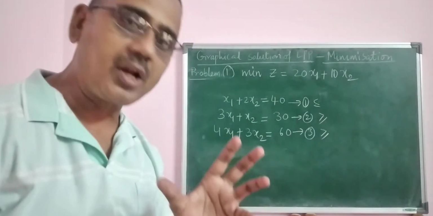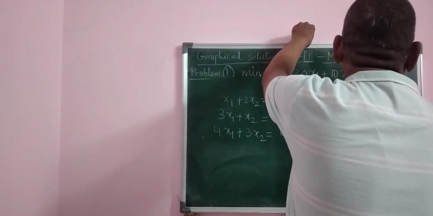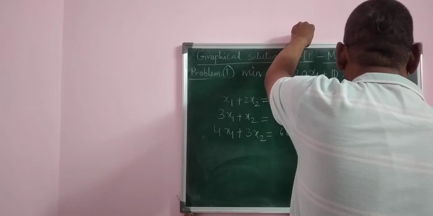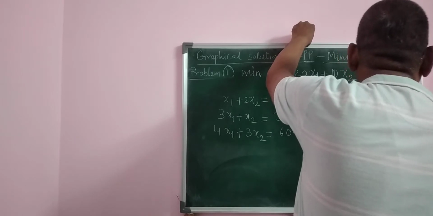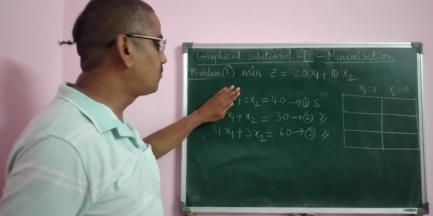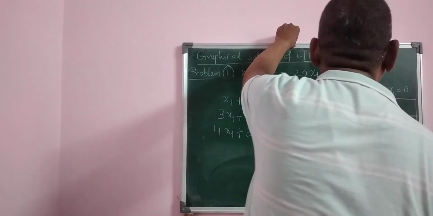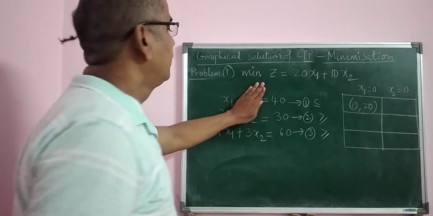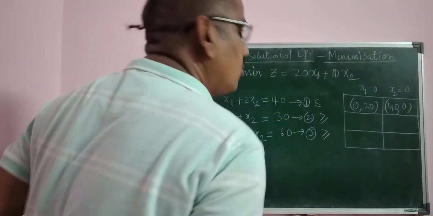Now I have to get two particular points for each equation. The same procedure: if x1 is equal to 0, you will get one particular point, and if x2 is equal to 0, another particular point. If x1 is equal to 0, then 2x2 is equal to 40, x2 is equal to 40 by 2, it is 20. So the point is 0, 20. And if x2 is equal to 0, then x1 is equal to 40 directly. So hence it is 40, 0. Are you able to follow?